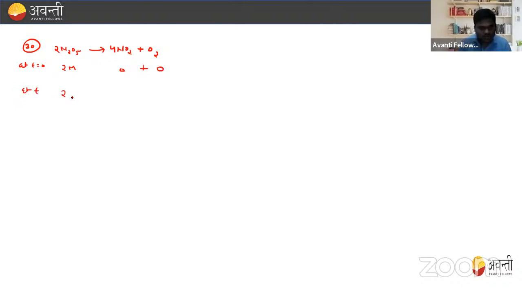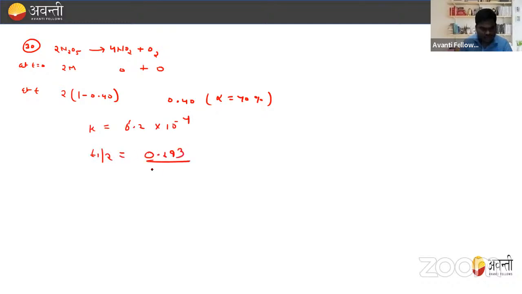This will become 2 into (1 minus 0.40), which is equal to 1.6. And this concentration is already given, 0.40, because alpha is given as 40%. Now, what is K? K we know is 6.2 into 10 to the power minus 4. So what is t half? t half is 0.693 upon K, which is 0.693 upon 6.2 into 10 to the power minus 4.